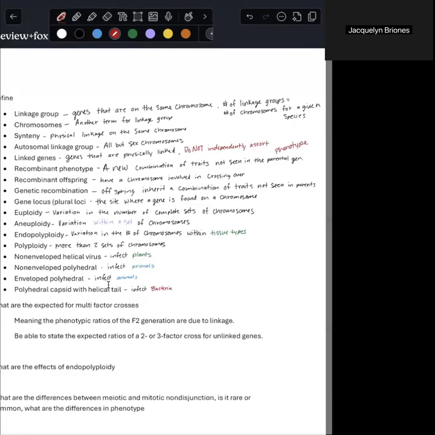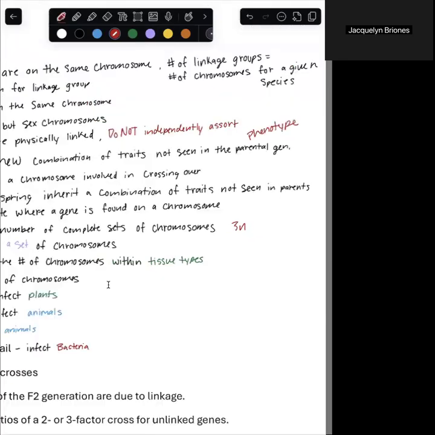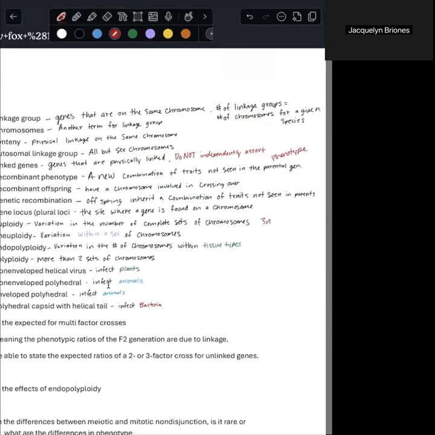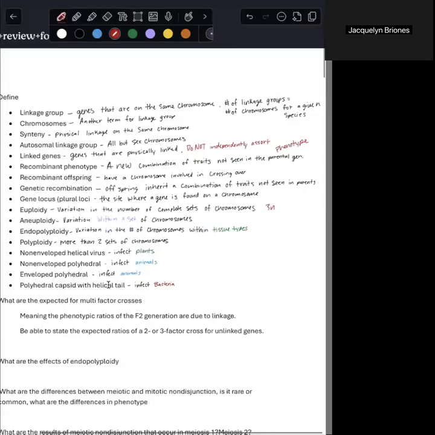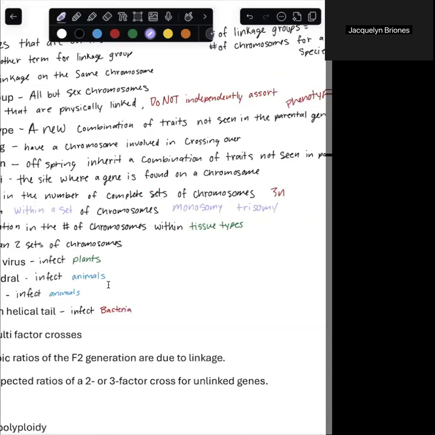Euploidy is a variation in the number of complete sets of chromosomes. This would be like 3N, it would be like a whole new set. Aneuploidy is a variation within a set of chromosomes. So this would be like monosomy or trisomy.